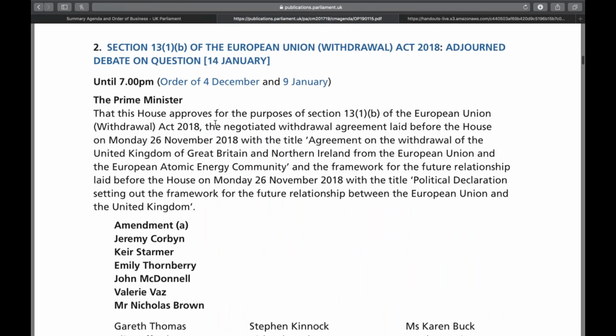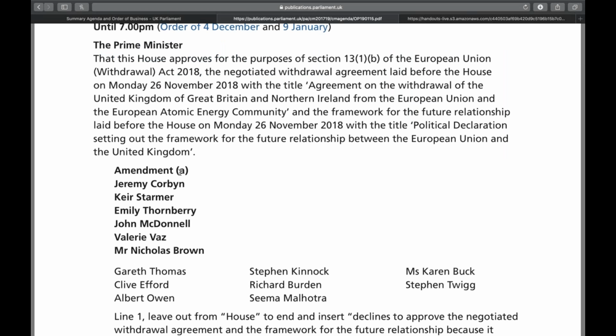Now, this is when the Prime Minister is proposing that the House approves the purpose of the Section 13 1B of the European Union Withdrawal Act, the negotiated withdrawal agreement laid before the House with the attachment. Okay, that is what's being voted on. Now, you see these various amendments. Okay, now these amendments could cause the vote to be lost before it's even taken, because some of the amendments are actually against the whole deal.